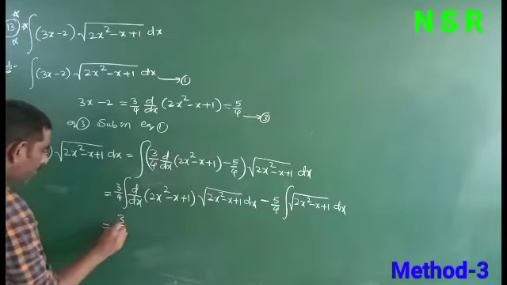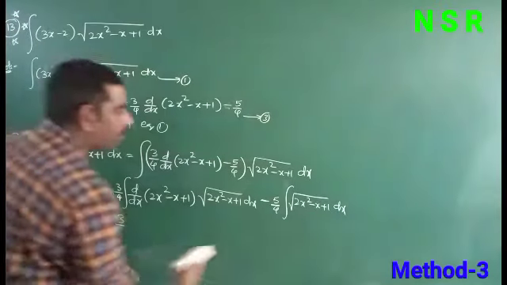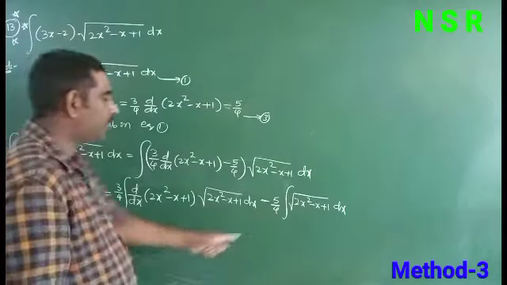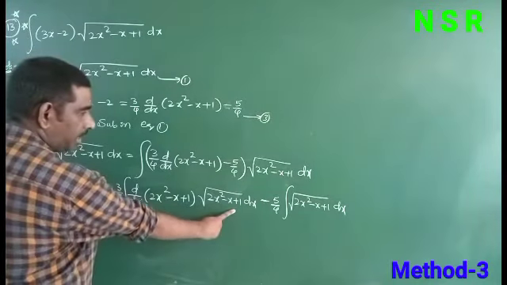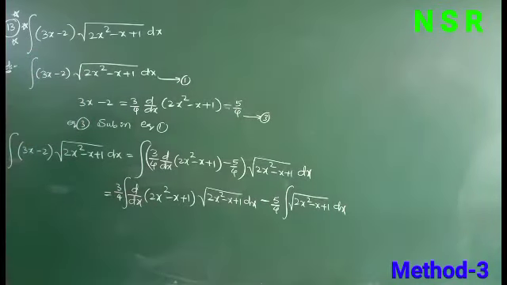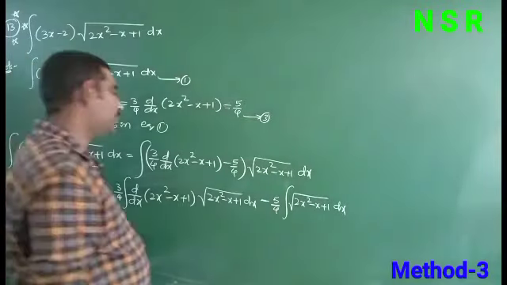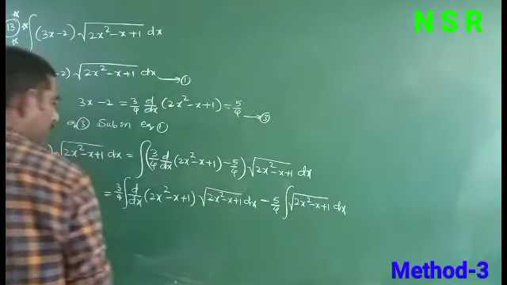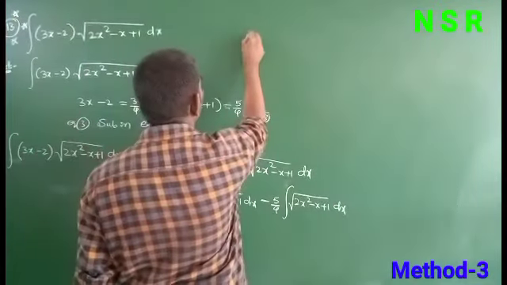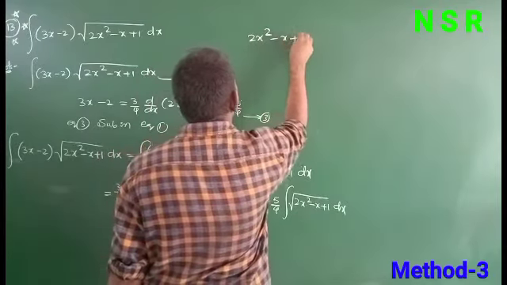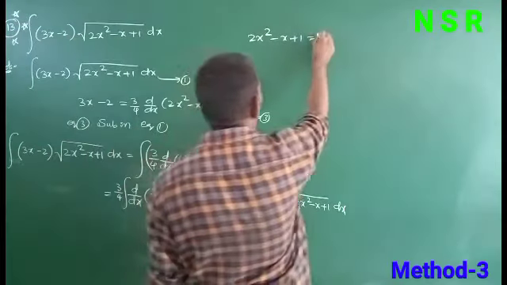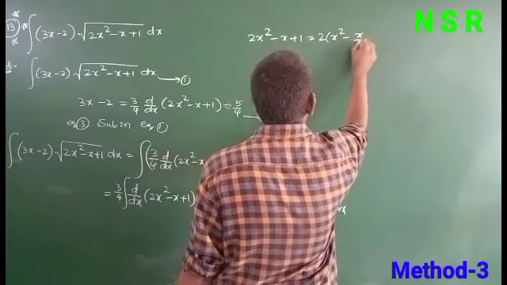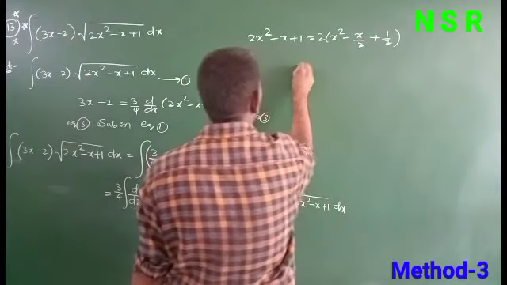Next we have to find the value of square root of 2x square minus x plus 1 into dx. Here we apply the formula for f of x power n into f dash x, which is f of x power n plus 1 by n plus 1. Before that, find this value: 2x square minus x plus 1. Here the x square coefficient is 2, so take 2 common, we get x square minus x by 2 plus 1 by 2.